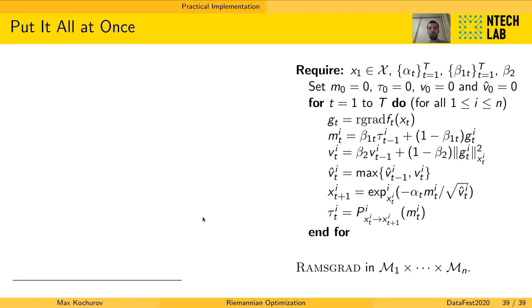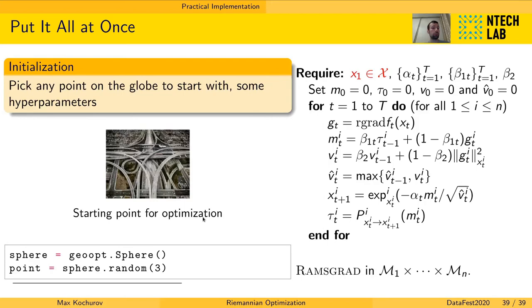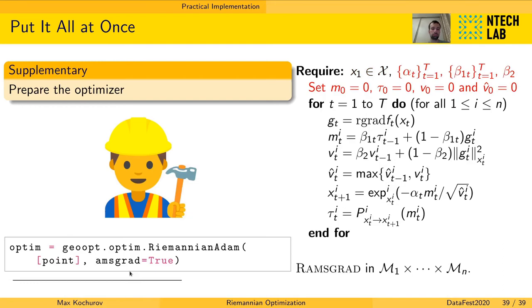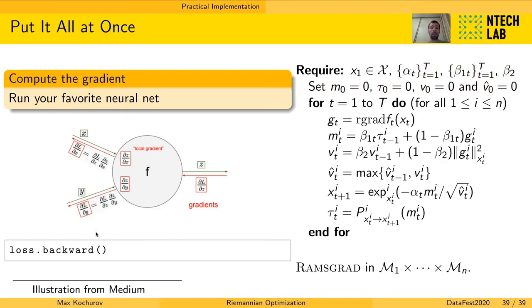Now we are ready to put it all together. So of course we start with initialization and pick some random point on the manifold. We can use, for example, random method of the manifold, and then initialize Riemannian Adam with AMSGrad turned on, passing all the parameters you have from your optimization problem. Then you run your favorite neural net, compute loss backward, and store Euclidean gradients in point.grad.